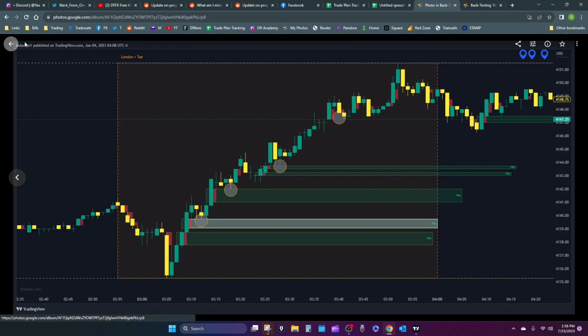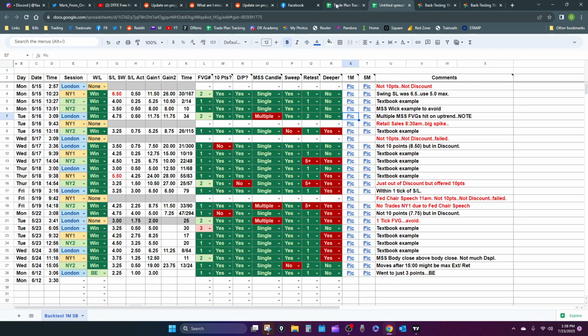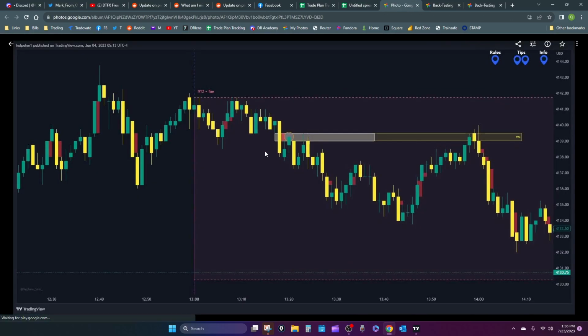Okay, so for those that are asking what I'm doing, how it's working, it's really just the basic ICT Silver Bullets that I've kind of just gone through and added some detail to, and I'm having just amazing success with it.